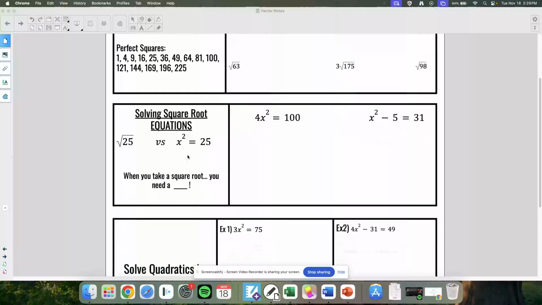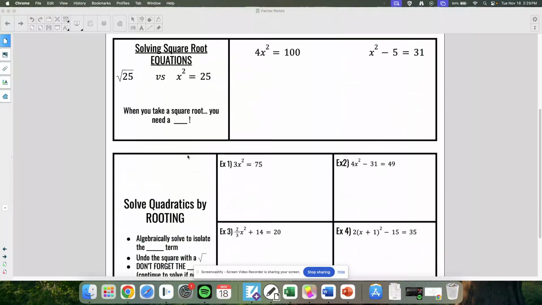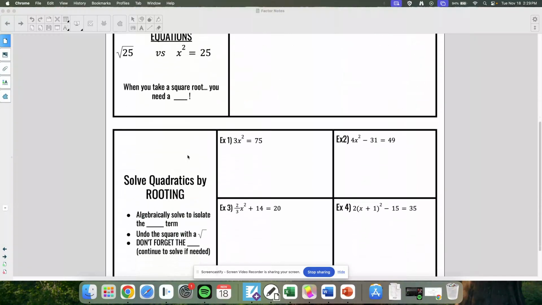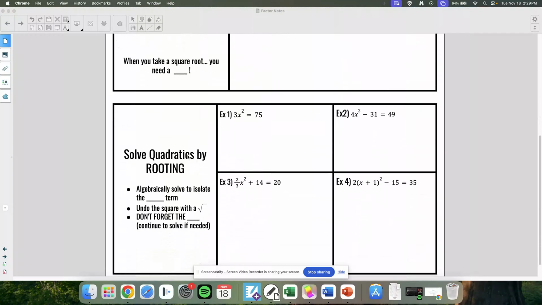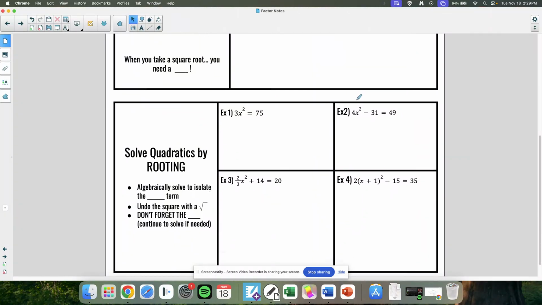Okay, so I am just going to do the examples that were skipped in class today, just for some extra practice. So looking at number 2, whenever you guys solve by rooting. So rooting is when you only have one spot with one variable. So I just have that x squared. So rooting just means algebraically, we are going to solve to get x by itself. So I start by adding my 31 over. And then I divide by 4.